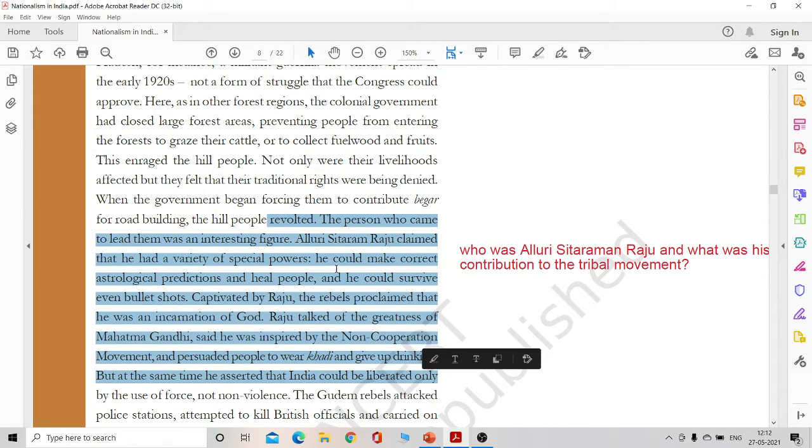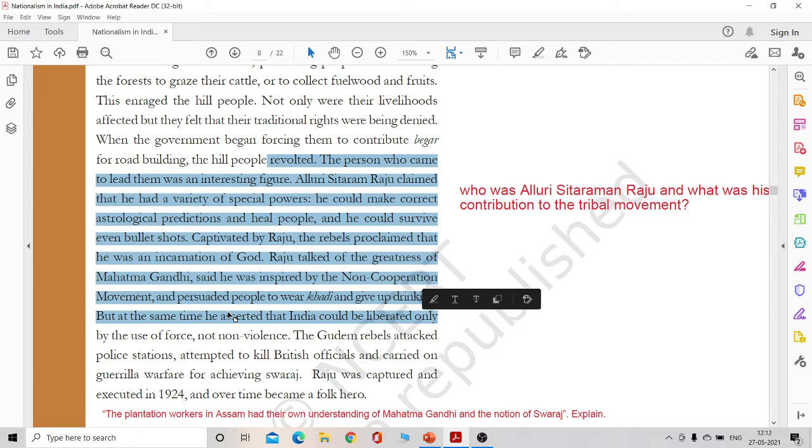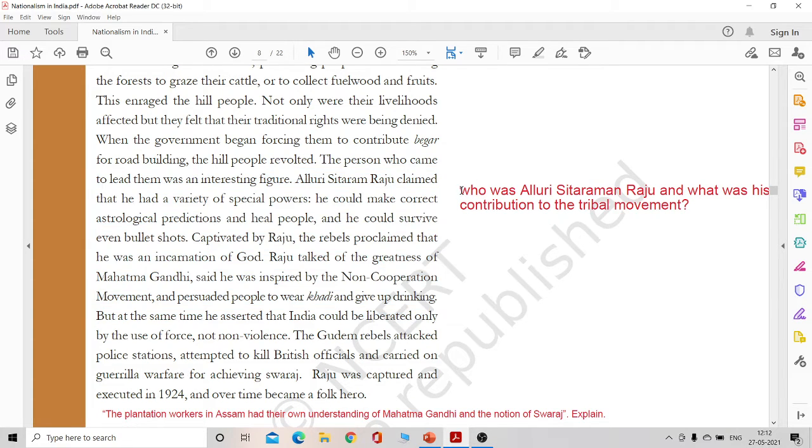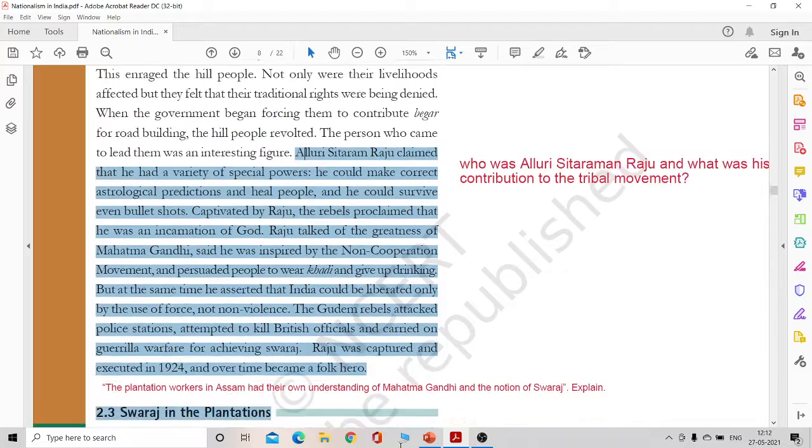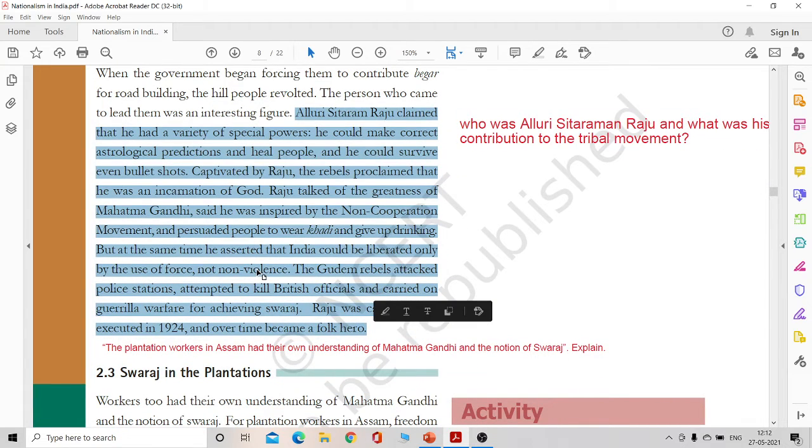However, he said that only violent revolution could bring about freedom, that the use of force was necessary to get rid of the British. Non-violence would not do. However, the paths were different, but the goal was the same. So, a different question that can come is, who was Alluri Sitaram Raju and what was his contribution to the tribal movement? So, you can definitely write this part as your answer.